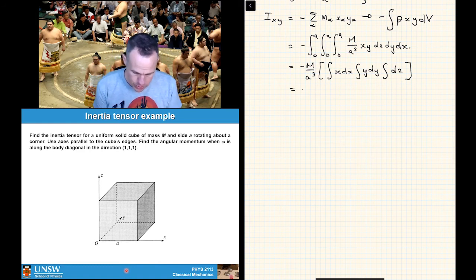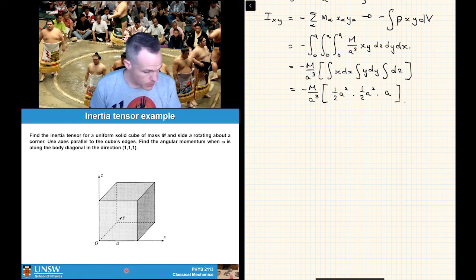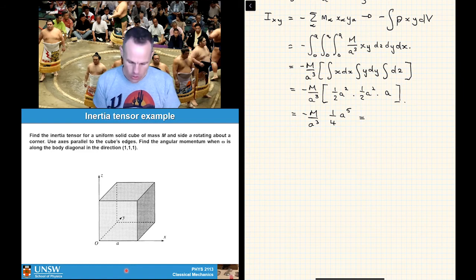And of course, spread the terms out in here now. So this is going to be a cubed. This thing is going to become a half a squared. When I integrate that up, this is going to become a half a squared as well. And this one on the end will become a. Okay, so then I can add all this up. This is going to be a to the power of 5, and the fraction will become a quarter. So this is minus m on a cubed times a quarter a to the power of 5. And then, of course, I can clean up my a cubed in the bottom with the a to the 5 on top. So I get minus a quarter m a squared in here.